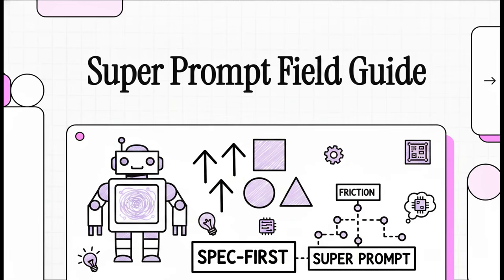Welcome to This Explainer. Let's jump right in because today we are diving into a radically new way of giving instructions to your AI builders. If you've spent any time working with AI coding agents, you've probably felt the friction. So today we're looking at a methodology called Spec-First AI Building, and it's all guided by the Super Prompt framework. It's really about changing how we communicate with AI, literally from the ground up.